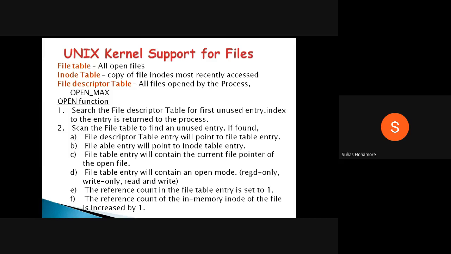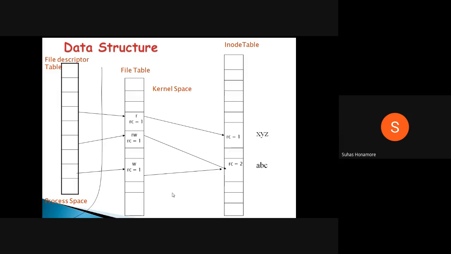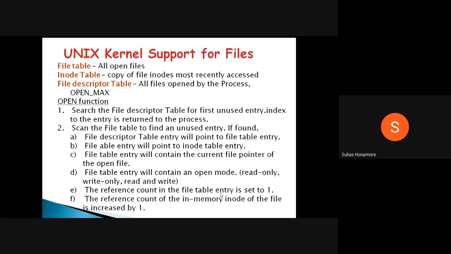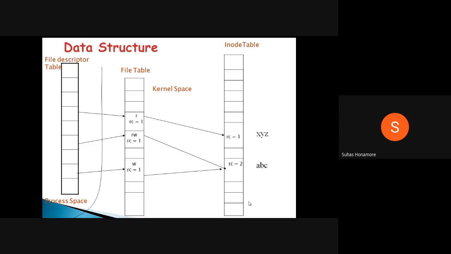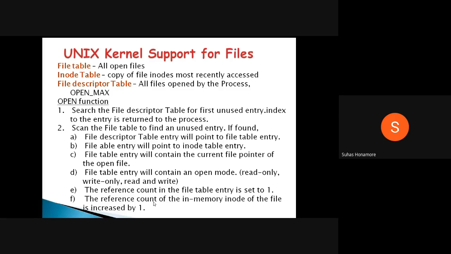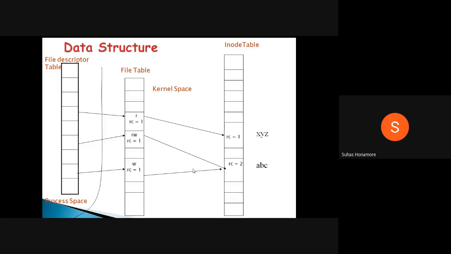Whatever mode is there, read only, write only, or read write, it will give it. Then the reference count will be increased. Here, because it's an unused entry and you are adding a new one, the reference count will be set to 1. Then the reference count in the in-memory inode will be increased by 1. So this is how a file will be opened.